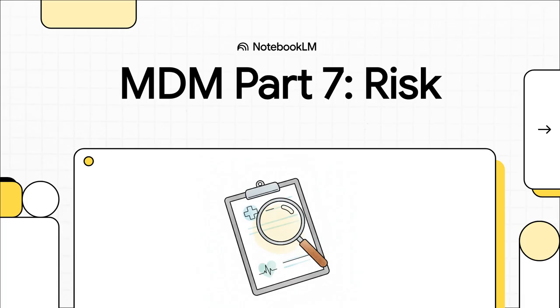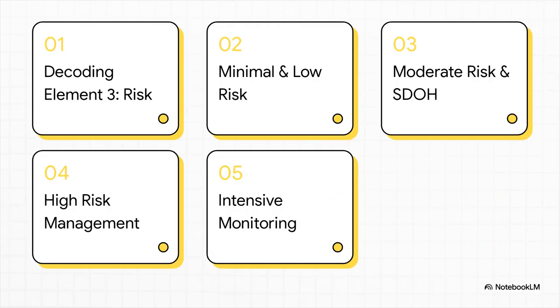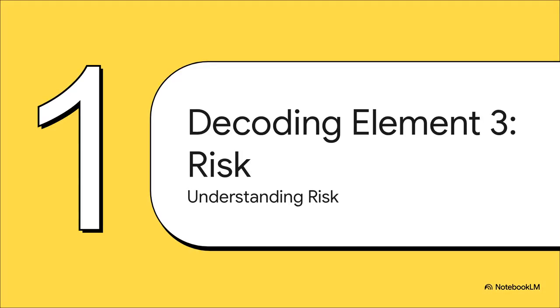We're going to break it down so clearly that you'll have total confidence the very next time you open a chart. So here's our roadmap for this explainer. We'll start by decoding element 3, risk. Then we'll cover minimal and low risk, move into moderate risk and SDOH, tackle high-risk management, and finally, sort through those intensive monitoring nuances. All right, Section 1, Decoding Element 3 Risk.